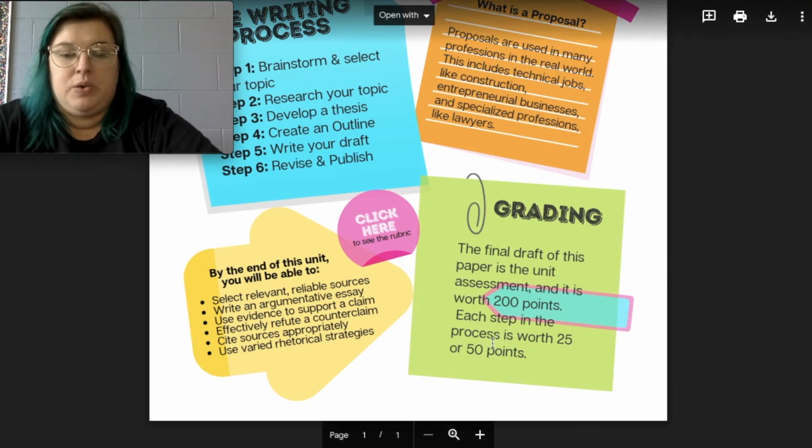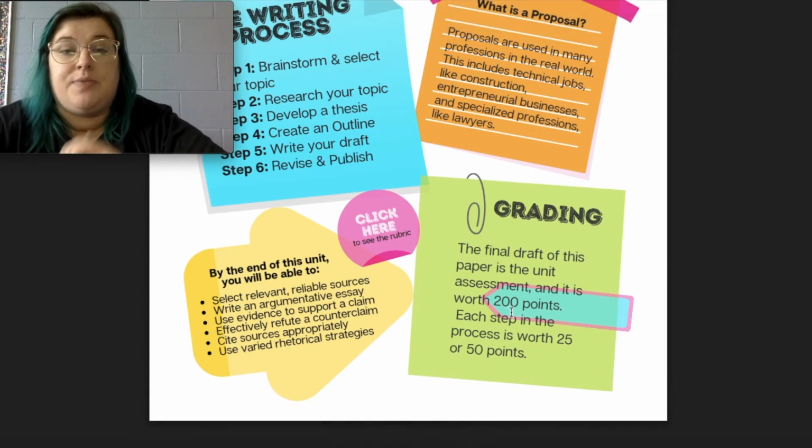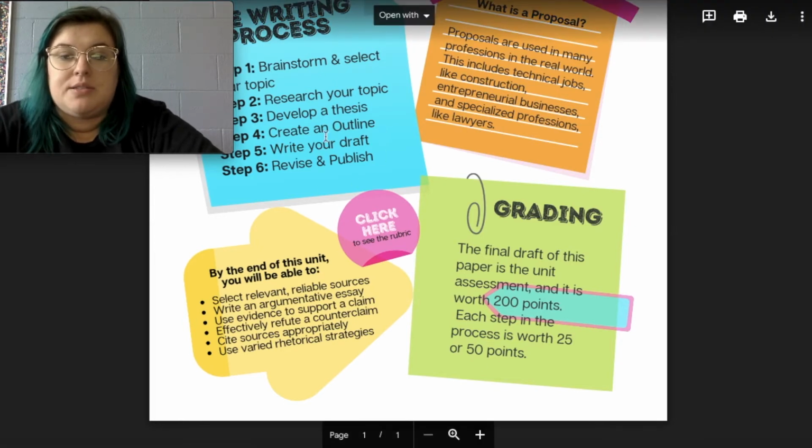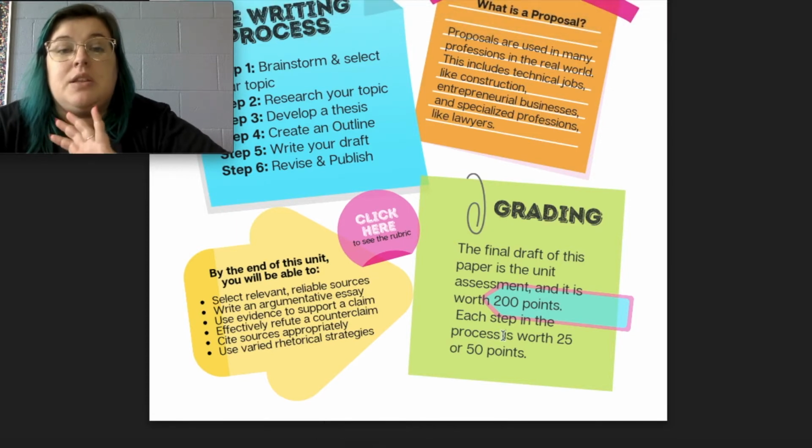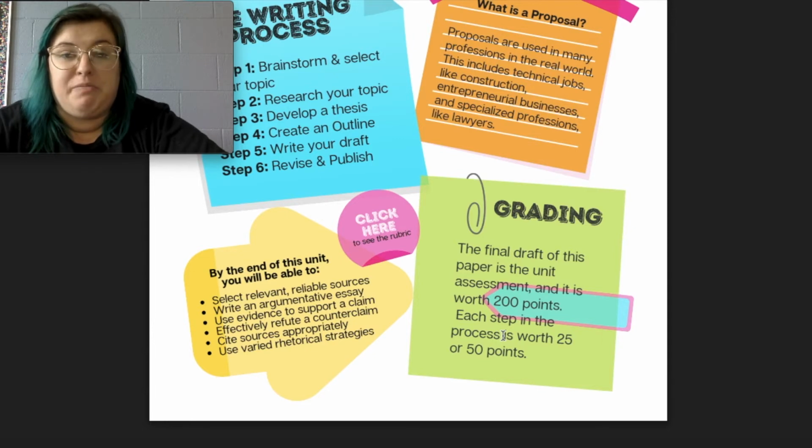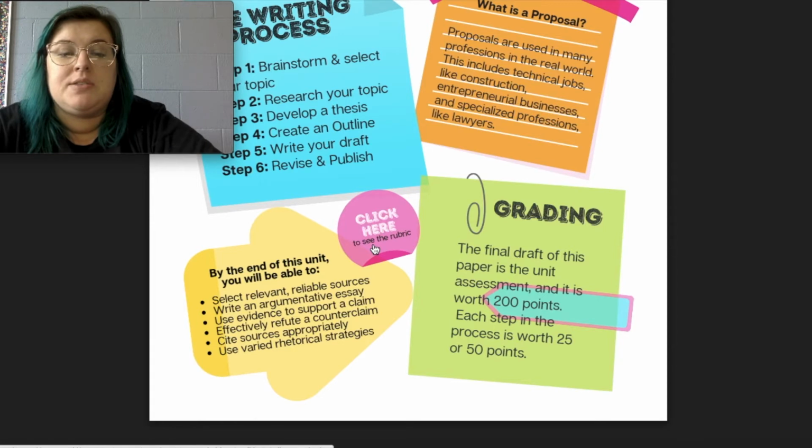On our green post-it, it lets you know that this assignment's final draft is worth 200 test points. So that's a big chunk of your first 9 weeks grade. Also, each of these other steps in the writing process listed over here are worth somewhere between 25 and 50 points. The assignment you're going to do today is worth 25 points, and that's just to brainstorm and select a topic. And then finally, if you click on this pink sticker here, it pops up with the assignment rubric. So if you would like to know the specifics of how those 200 points are allocated, click here and it will let you know.